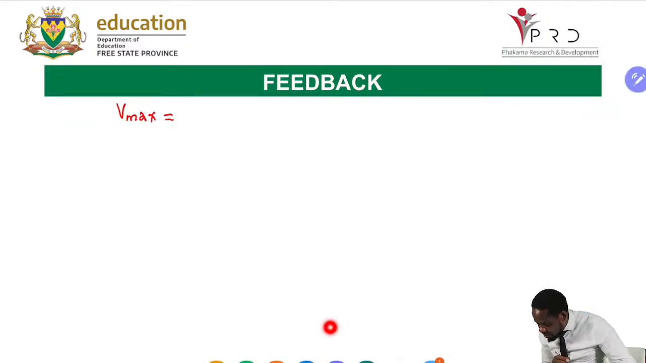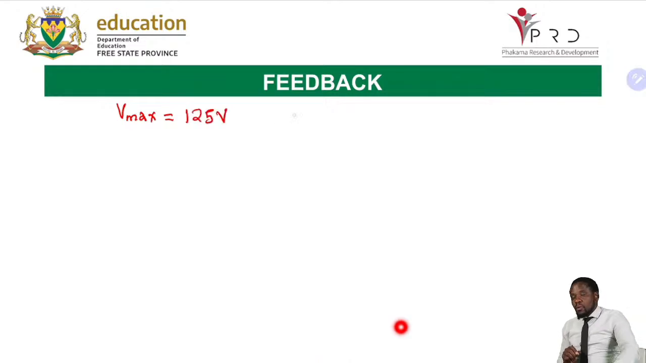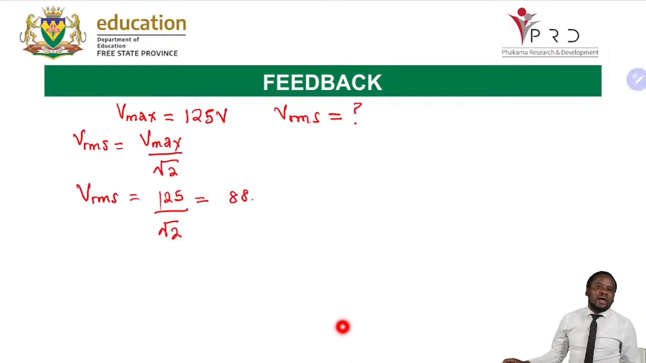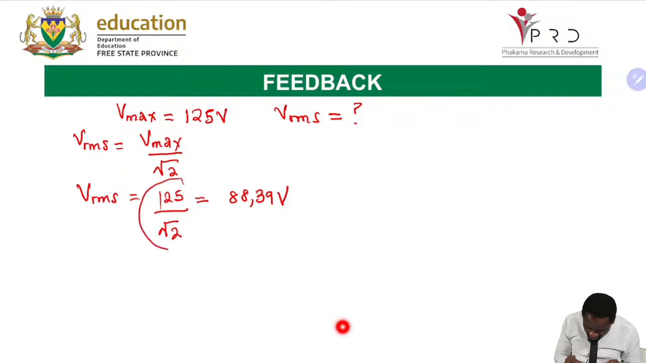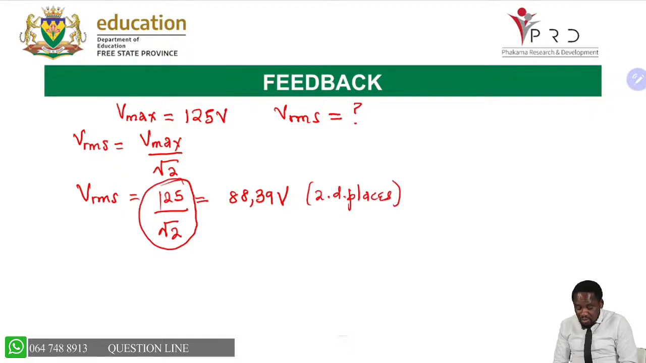Okay, it's 88.39 volts. Right. Also, what is important in this case is to pay attention to the number of decimal places to which you round off the final answer. So this is the correct value of voltage. This is the actual value, but this is correct to 2 decimal places as per the instruction. So round off your final answer correct to the nearest 2 decimal places, unless otherwise stated.